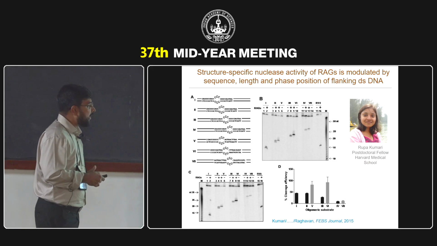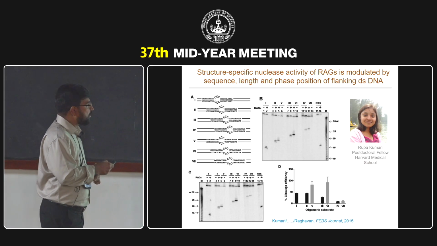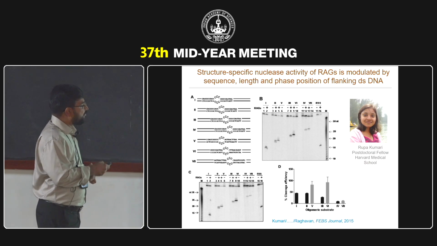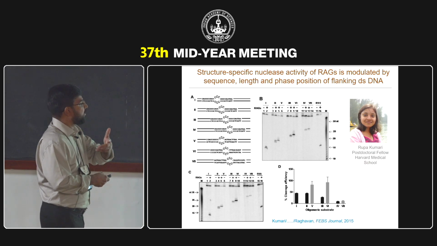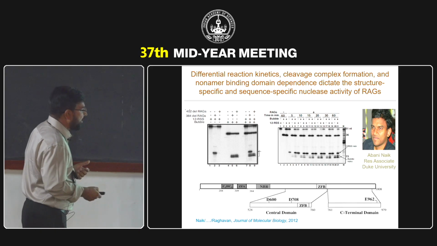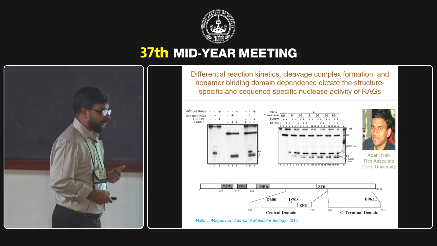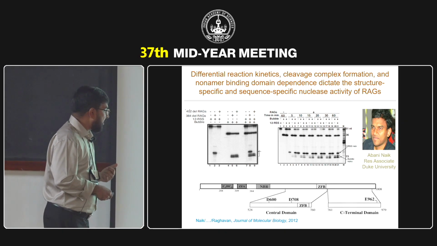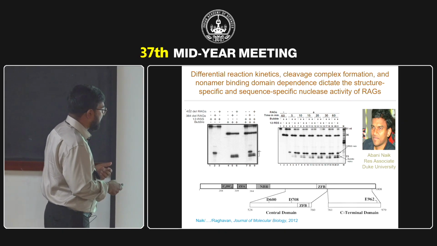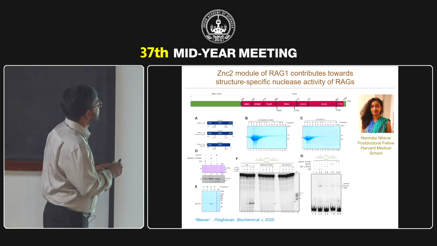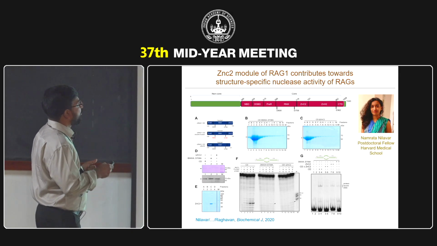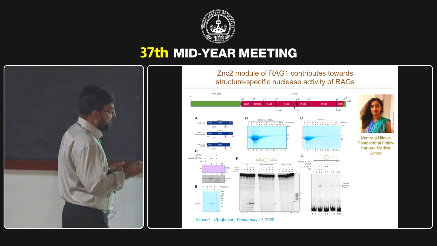Rupa went on to show that not only the sequence of the single-stranded region, even the flanking double-stranded sequence matters. And there are particular domains. There is something called a non-B DNA binding region in RAG1. That is important for physiological function, whereas the ZN-C2 module contributes towards the structure-specific nuclease activity.